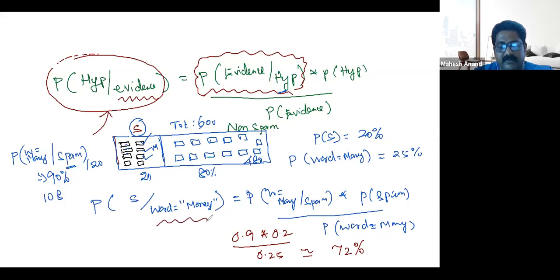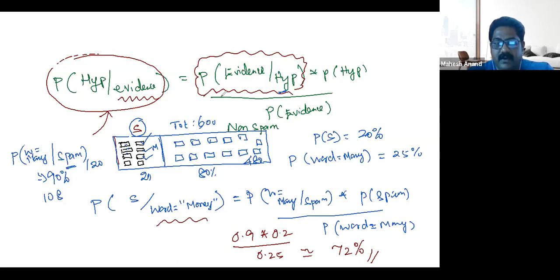So if a new incoming email has the word money, how likely is it to belong to the spam folder? It is 72%. People build Bayesian rule based spam filtering. They can give a different cutoff for this probability. If the probability is greater than 75%, or greater than 80%, then they can put that particular email into the spam folder. Otherwise, they don't put it in the spam folder. That cutoff can be decided by the people who would like to automate this process. That is the designer's choice.